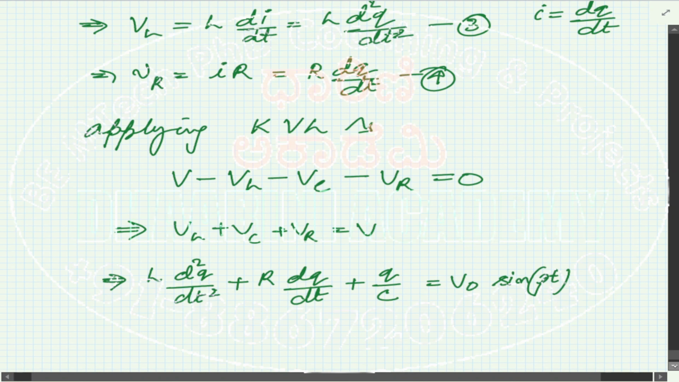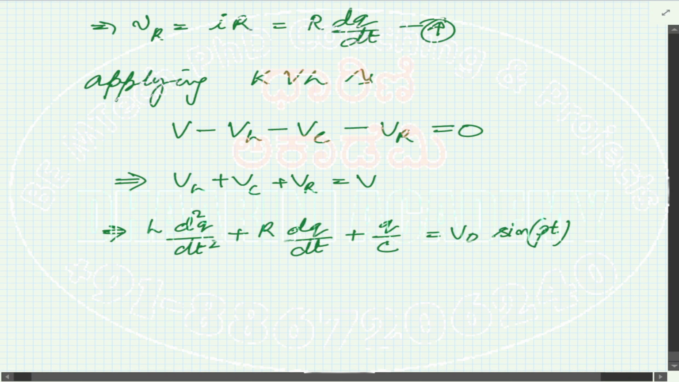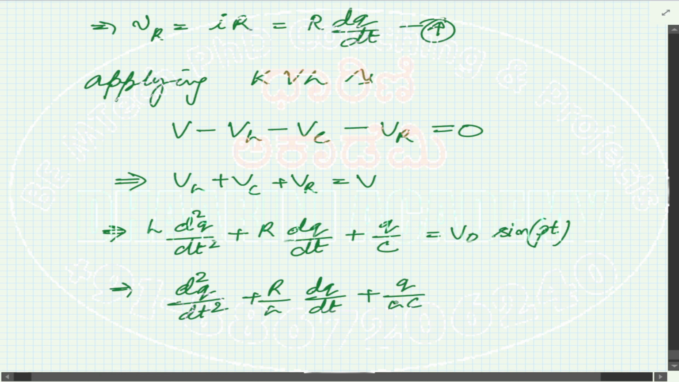Now, in the previous example, when we discussed the concepts of oscillation, we used to write it in this way. This implies I divide by L throughout. So you can see that you have d square q by dt square plus R by L into dq by dt plus q by LC is equal to V naught by L into sine pt. Let's call this equation number 5.